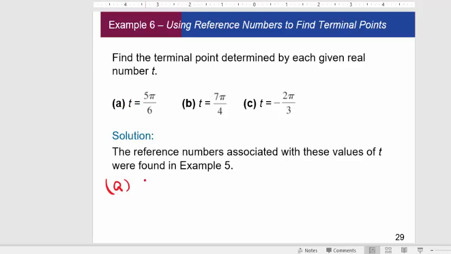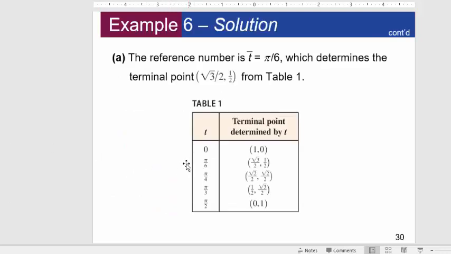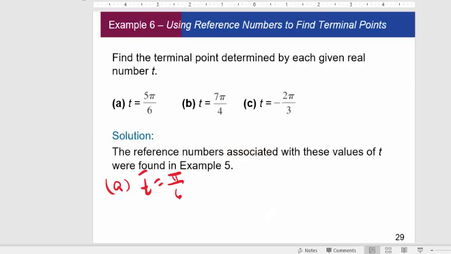5 pi over 6, the reference angle was pi over 6, right? Because remember we said if it has a denominator of 6, the reference angle is going to be pi over 6. So now we would go to our table that we had, right, that said pi over 6 corresponded to the point radical 3 over 2, 1 half. So we're dealing with the point radical 3 over 2, 1 half.